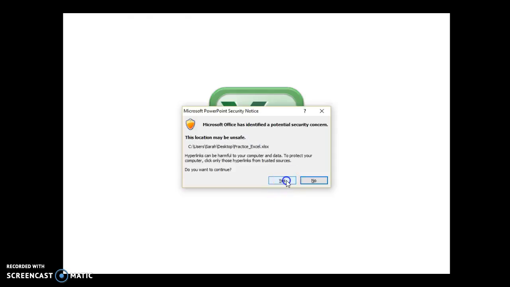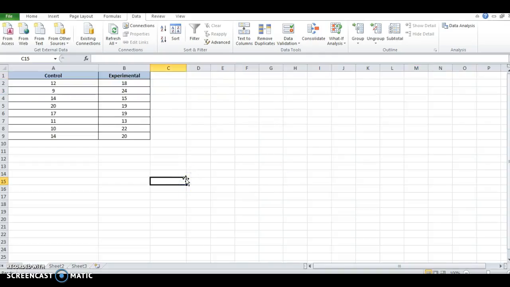So we'll jump right in to get familiar with how this application works in Excel. What we have here is two data categories. You have a control and you have experimental. And what we want to know is, are these means different? We want to conduct a 2-sample t-test to do that.